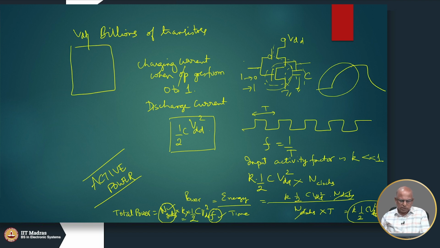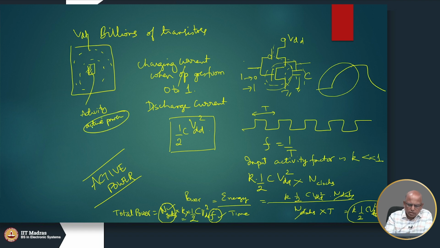What about the remaining gates? If some small percentage of activity is happening here, the rest of the gates are all quiet. There is no activity. The nodes remain charged at either 0 or 1. But unfortunately, they will all dissipate leakage power. So active power will be dissipated here, but all the other places will dissipate leakage power.